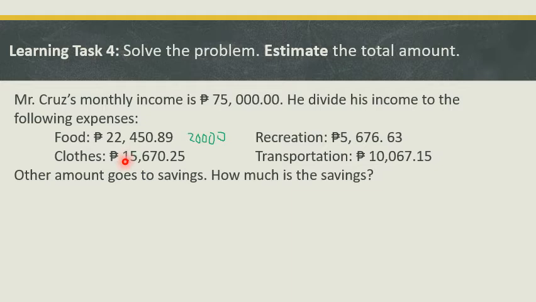So, since ito, 1 ang pinakamataas, ang katabi niya is 5, yun ay malaking number. So, ang 1 natin ay magiging 2. So, kaya ito ay magiging 20,000.